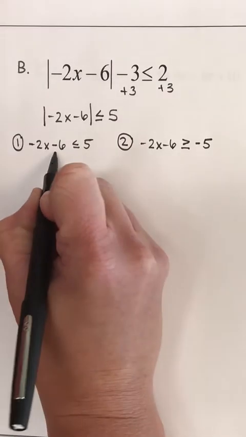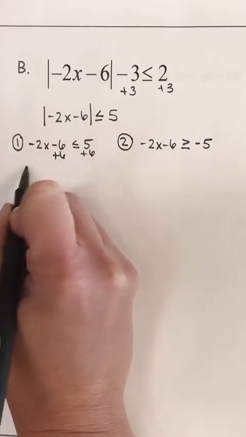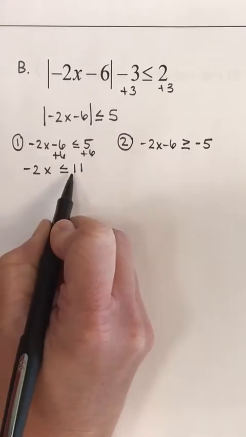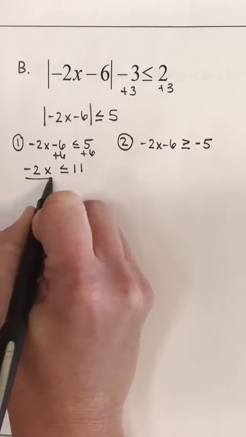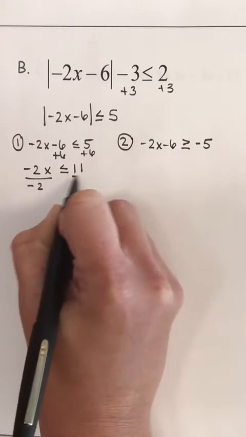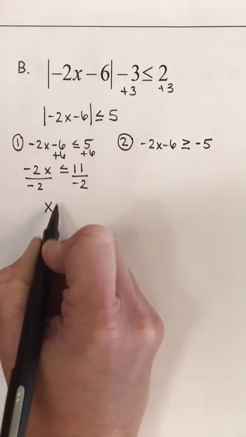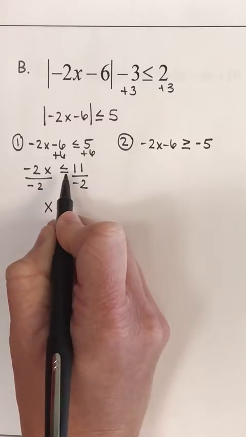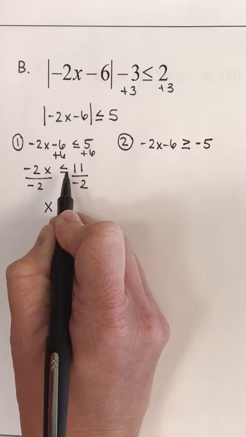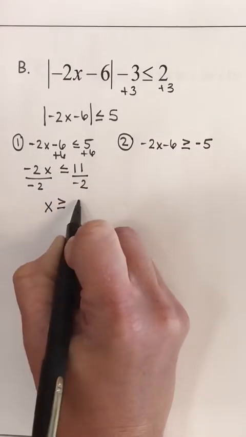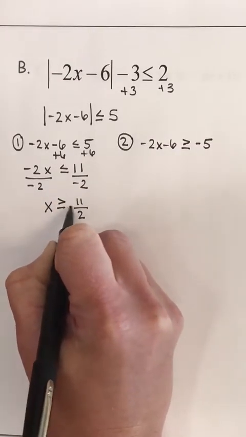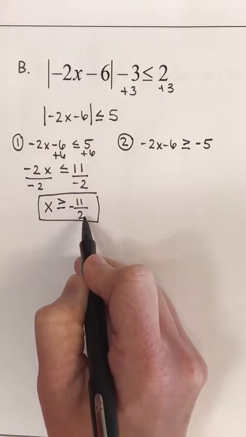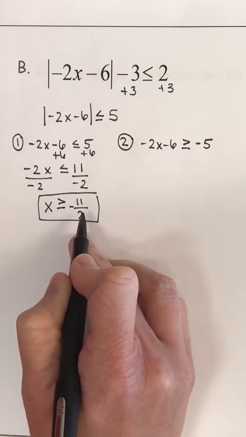All right, so let's solve. Add 6 to both sides. And now 5 plus 6, I will get negative 2x less than or equal to 11. Divide by my coefficient of negative 2. Now here's the thing you have to remember. When you divide or multiply by a negative, the inequality changes sign. So it's going to flip the other direction, and this becomes a negative fraction. Technically, it doesn't matter if it's a negative numerator or denominator, it's just a negative fraction.